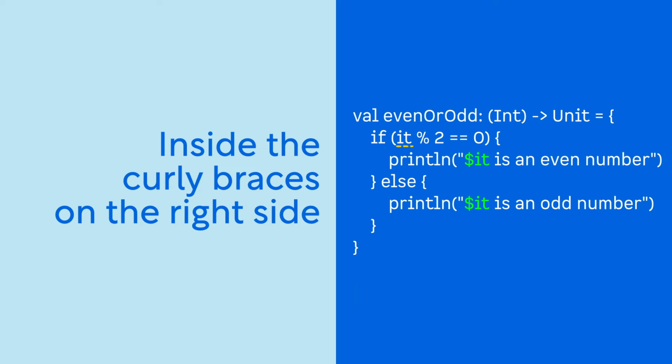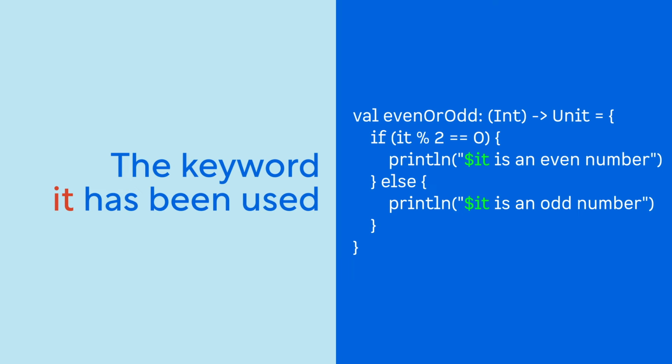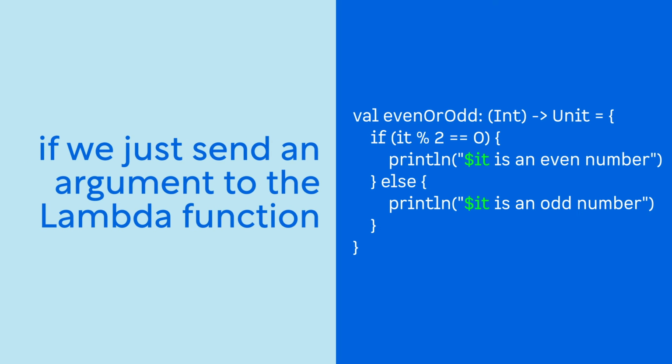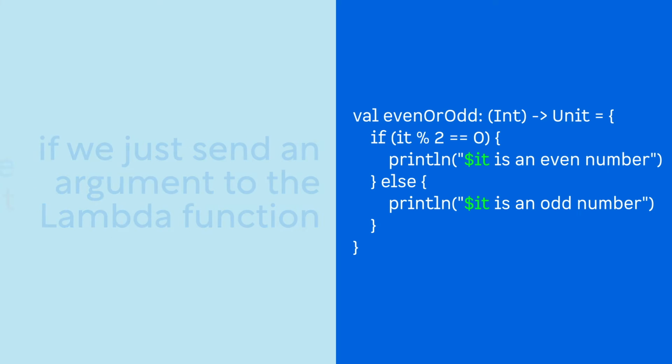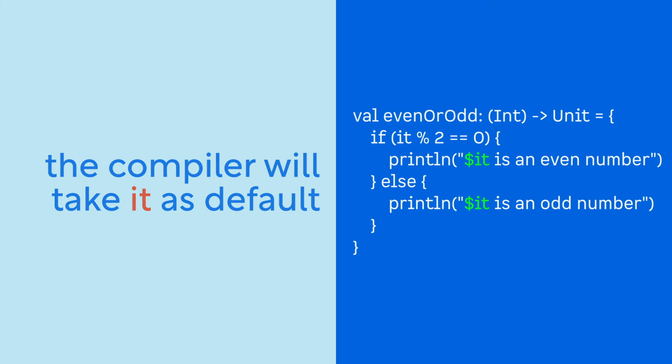Inside the curly braces on the right side, it is seen that the keyword it has been used. This is because if we just send an argument to the lambda function and do not define a name for it, then the compiler will take it as default.